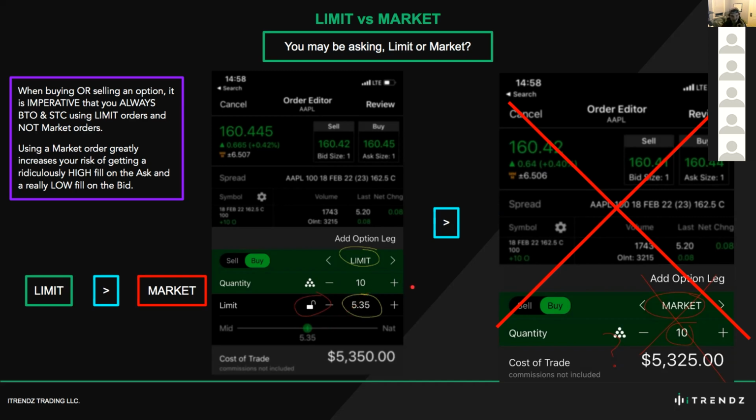So the main lesson from this is just make sure that you are on limit order and not market. I promise you, if you do market enough times, you will get messed up and it's not very fun.